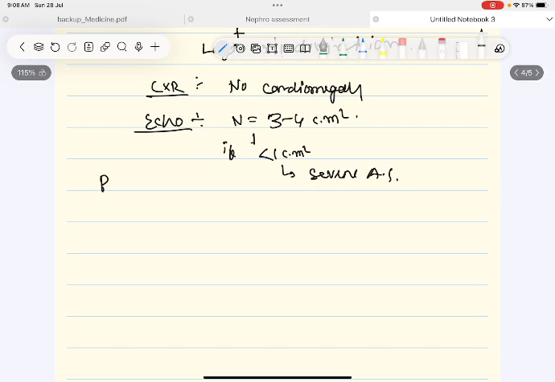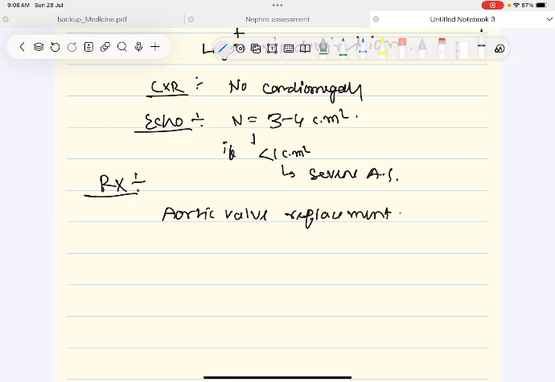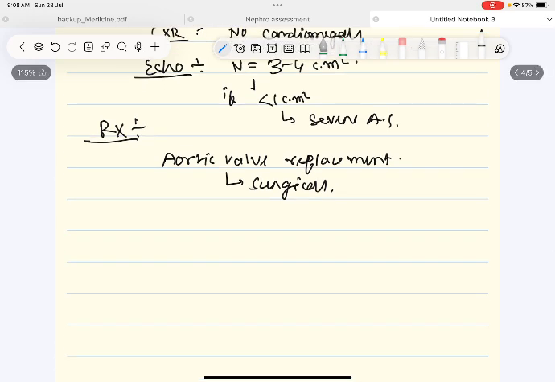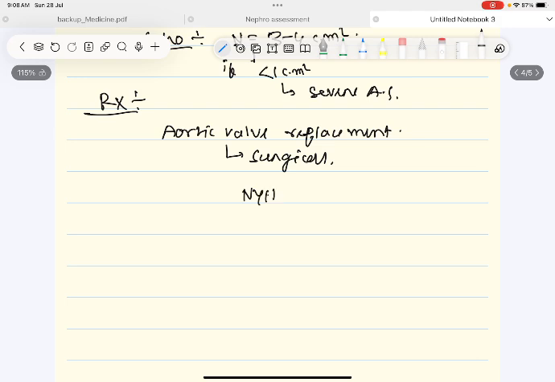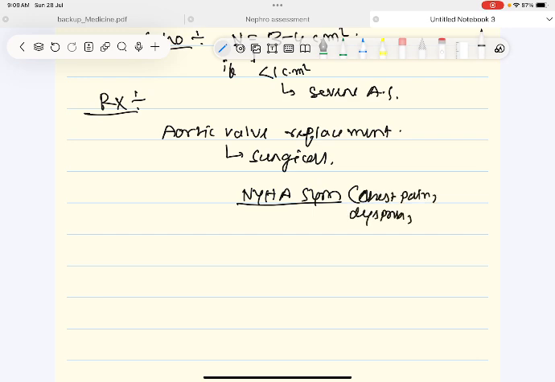And regarding the treatment, this is aortic valve replacement. It is surgical. Basically, treatment is divided based on NYHA classification, New York Heart Association symptoms, which include chest pain, dyspnea, fatigue, and palpitation.